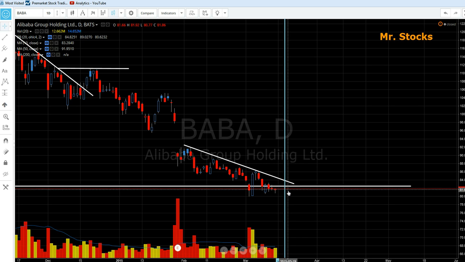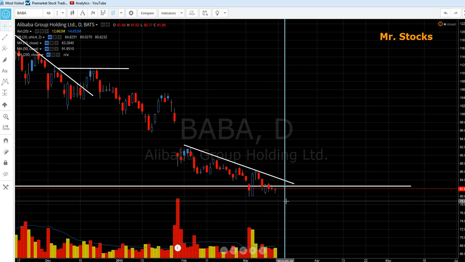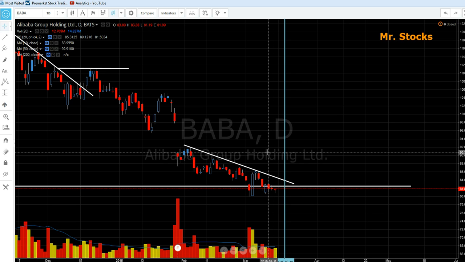Lockup is coming pretty soon, so I would say that if price started dropping below this level here, 79.95, 79.99, it would be good to short the stock, considering the lockout would be in a few days.